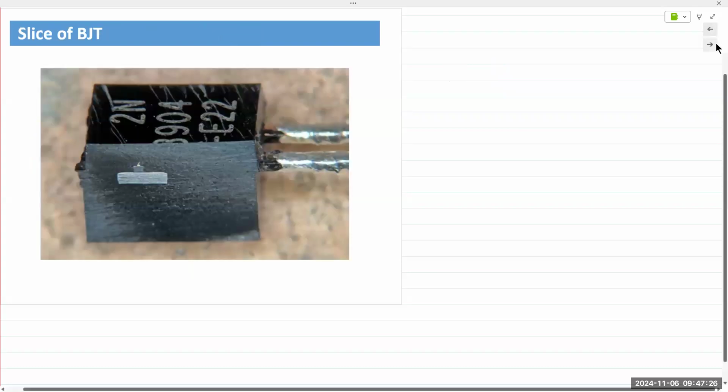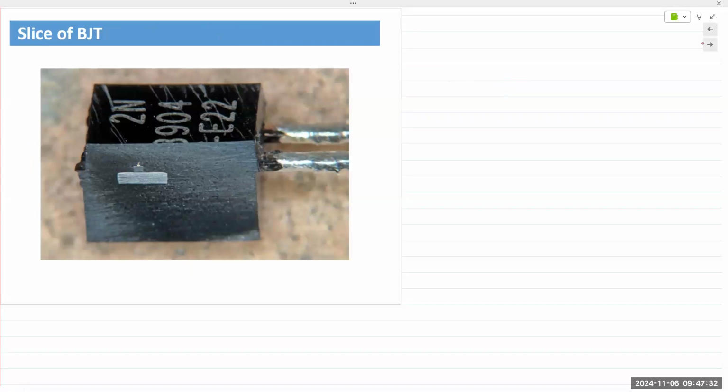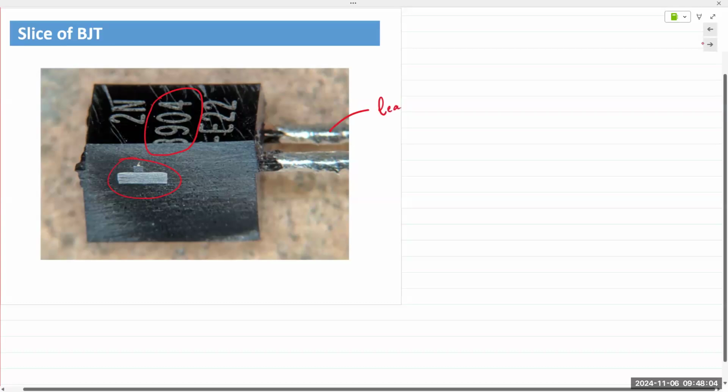The next few slides. If you've noticed in your lab kits, you have actual transistor devices with a black epoxy packaging. This is a slice of a transistor. Model number is 3904. The actual transistor is right here, and that's not even the actual transistor. These are the thin leads that are used for connections.